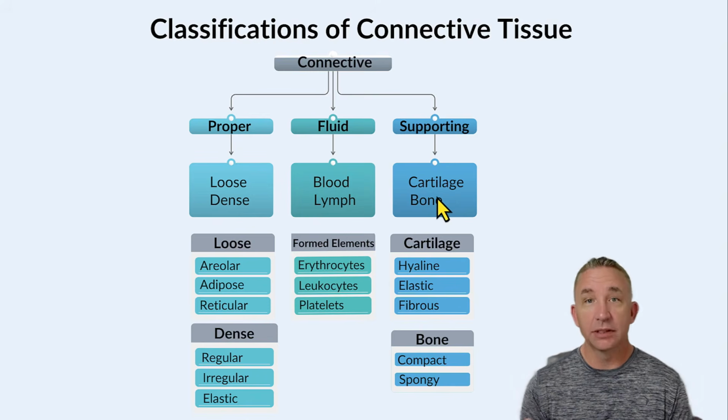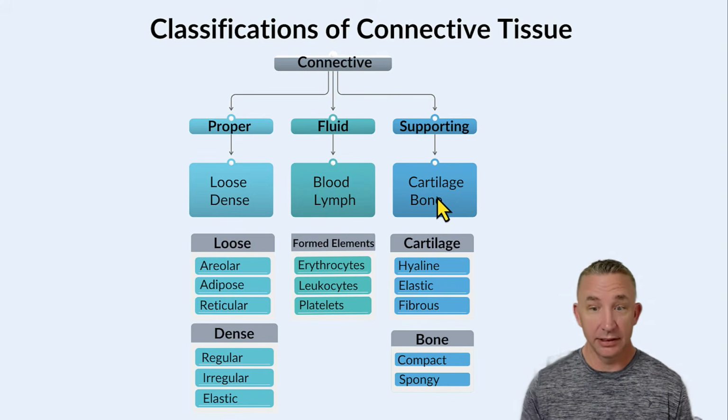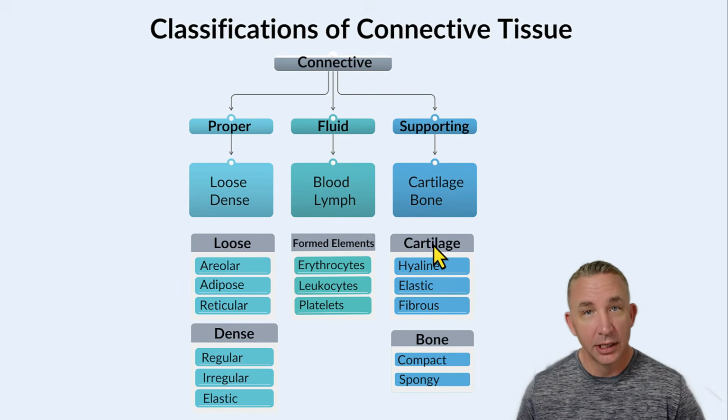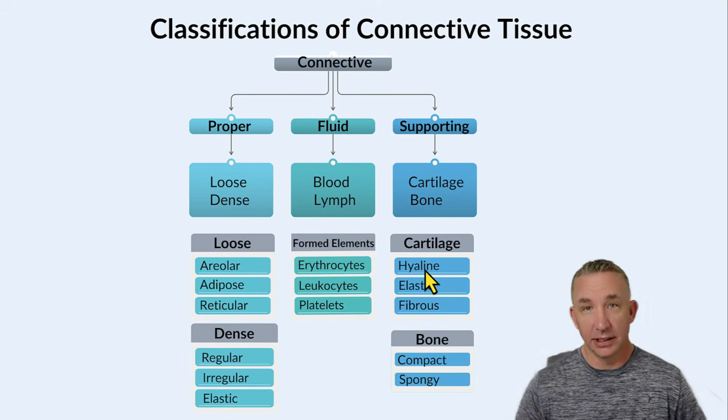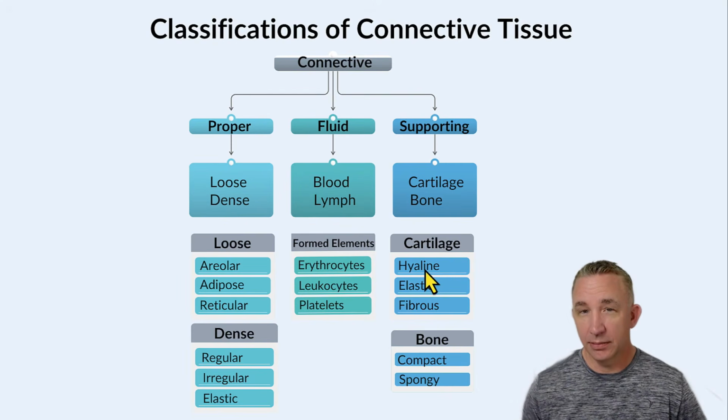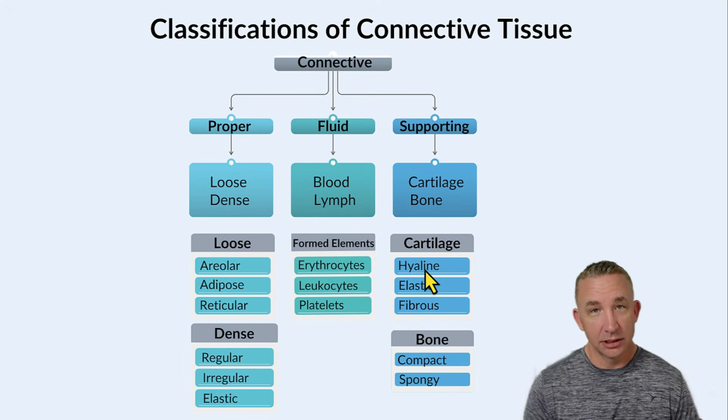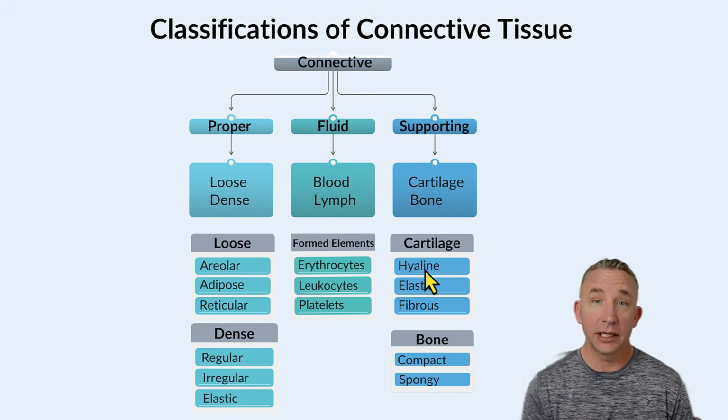And we think of supporting like supporting the skeleton of the body. For cartilage, there's 3 types. So we have hyaline, elastic, and fibrous. Hyaline is referring to it's got a glassy appearance when we look at it, but we see hyaline in support areas. So in my trachea, the rings around my trachea to structurally support it, that's hyaline cartilage.